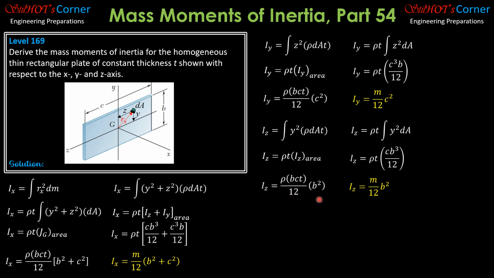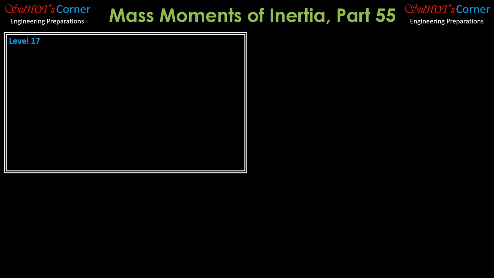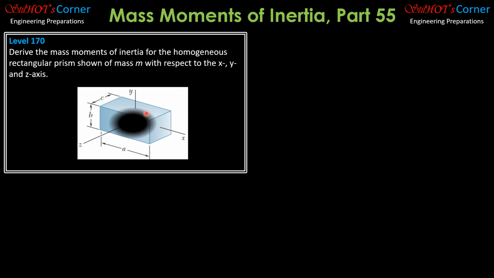For the next problem, we can proceed directly to this general expression, rho t times J of area, or density times thickness times moment of inertia of area. Level 170: derive the mass moments of inertia for the homogeneous rectangular prism shown, of mass m, with respect to the x, y, and z axis. So here's the given figure.